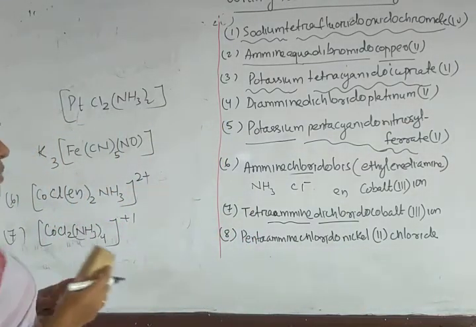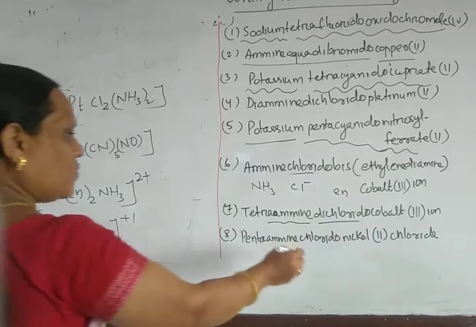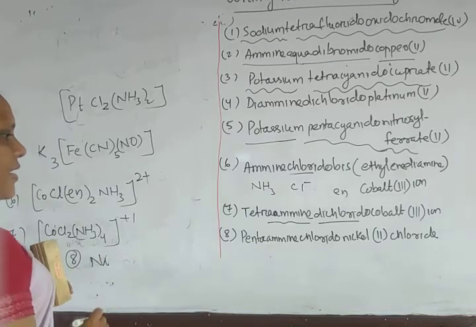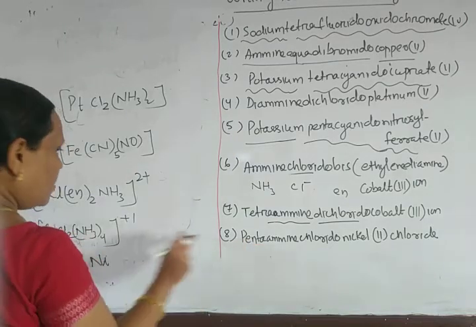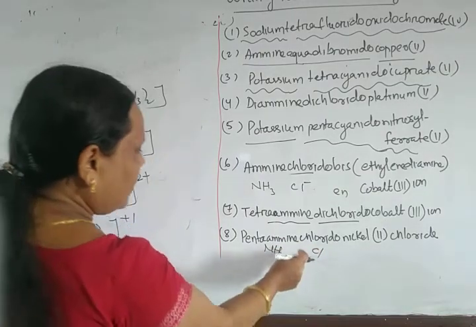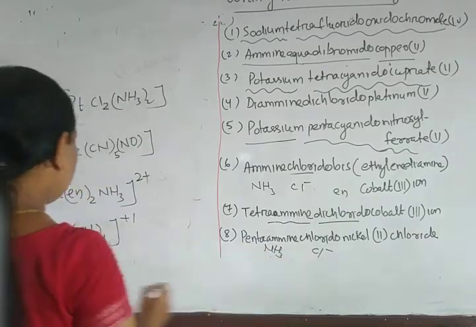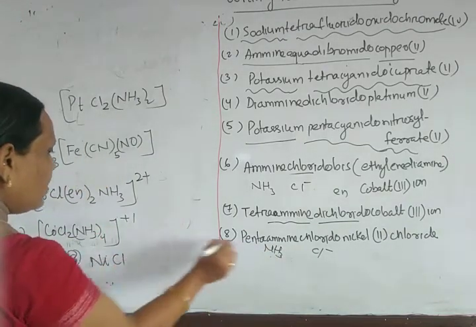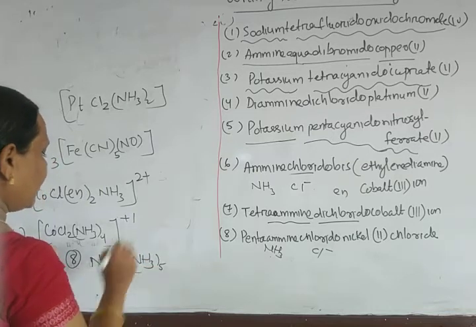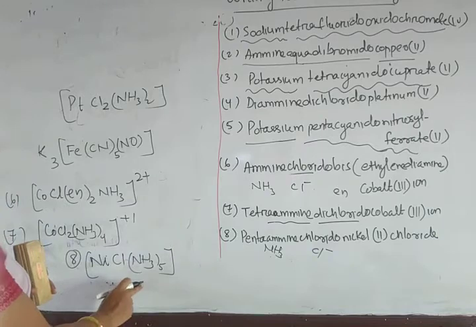Pentaamminechloridonickel(II) chloride. First nickel is given, then pentaammine, so ammine again NH3, and for chlorine, chlorido Cl minus. So in this there is first Cl, then NH3 whole 5. So the total coordination number is 6. This is the coordination sphere, and then chloride.